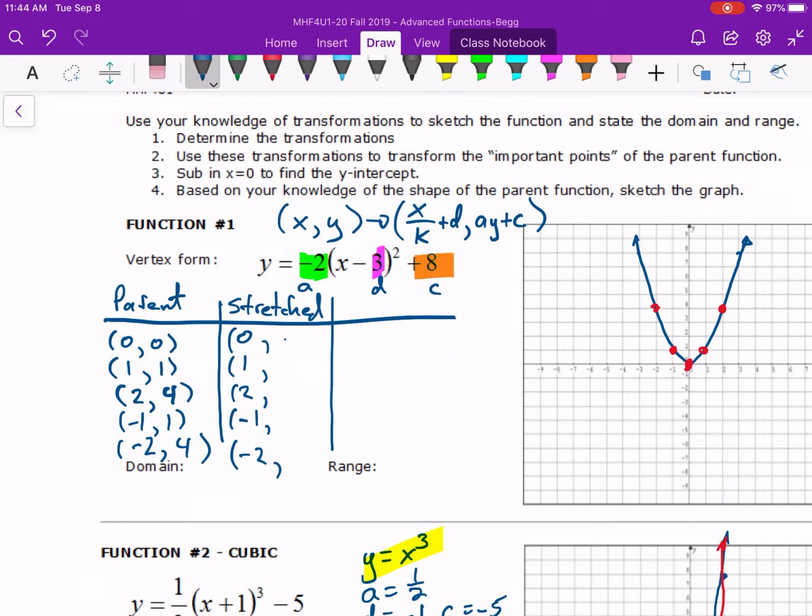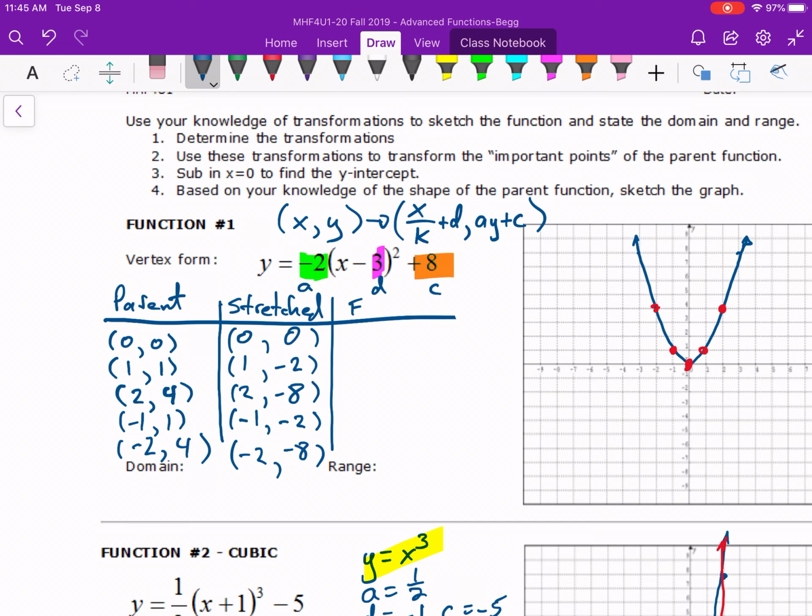So 0 times -2 is 0. 1 times -2 is -2. -8. -2, -8. So I've just stretched them. If I wasn't explaining it, I would have done it in about 5 seconds. But, you know, I have to slow it down while I teach it.